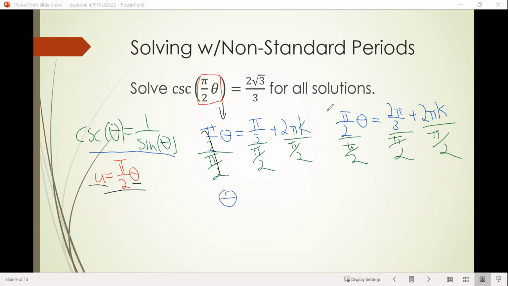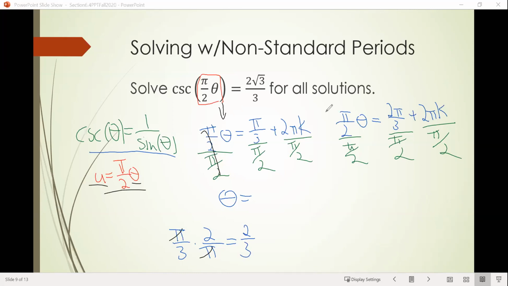So we'll have theta equals, and then we have two sets of fraction division to do here. So we have pi over 3 divided by pi over 2. Again, repeating our process for dividing two fractions, we'll do pi over 3 times, flip the second fraction, 2 over pi. Notice here the pi's will cancel. So we're just left with 2 over 3.